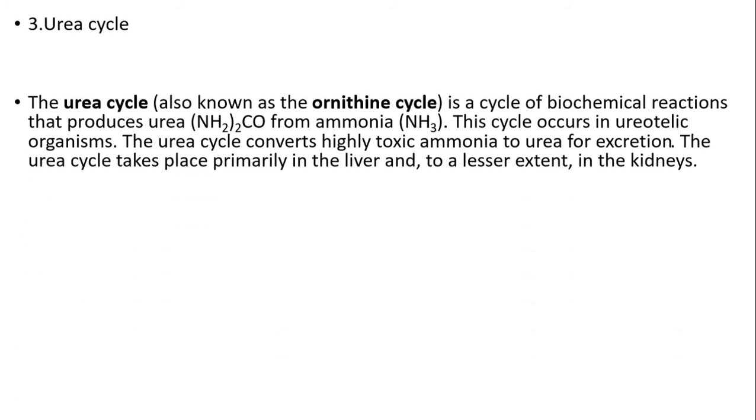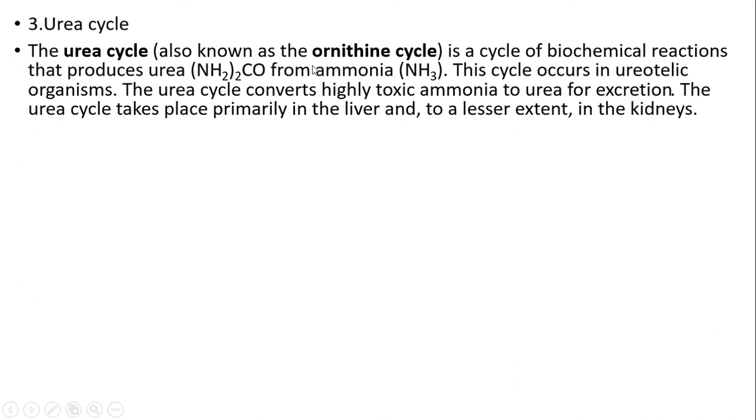Urea cycle. The urea cycle, also known as the ornithine cycle, is a cycle of biochemical reactions that produce urea from ammonia. This cycle occurs in ureotelic organisms. The urea cycle converts highly toxic ammonia to urea for excretion. The urea cycle takes place primarily in the liver and to a lesser extent in the kidney.